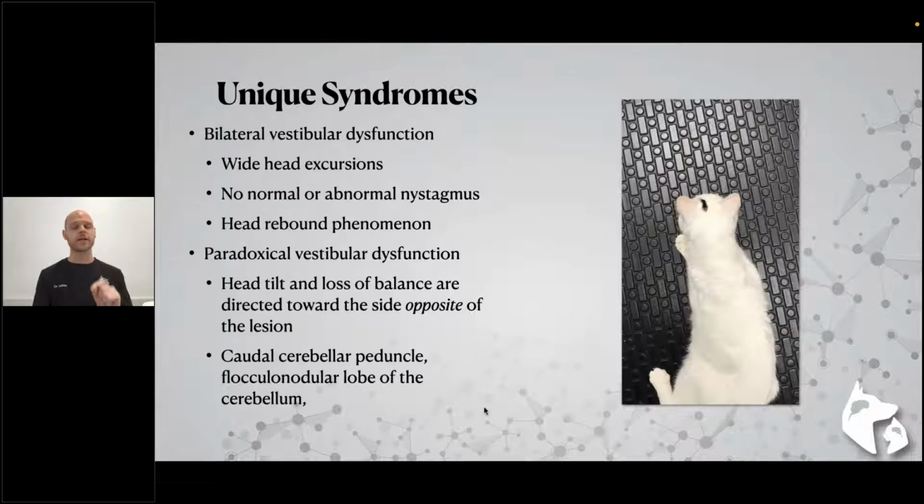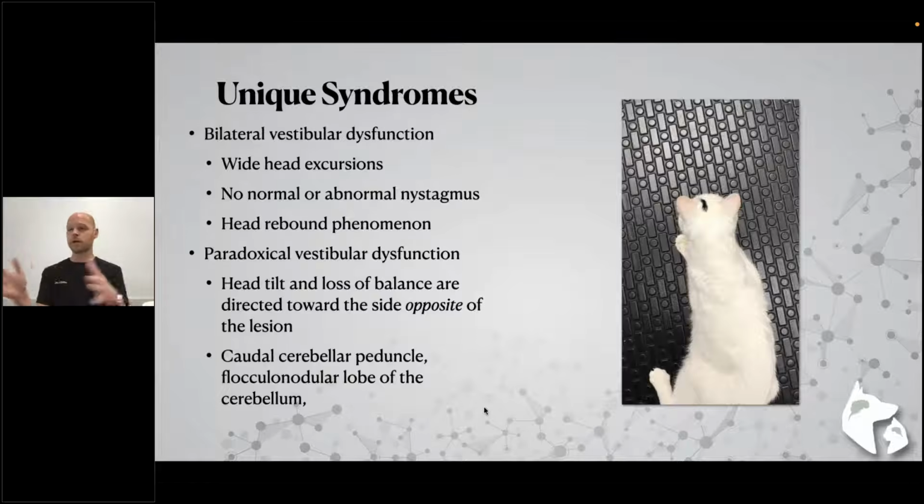And this is very, very important: you will not get a normal or abnormal nystagmus with bilateral vestibular dysfunction, okay? Because both sides are wrong. There's no good side, there's no bad side, so the brain doesn't know what to do. It's not receiving information from either side, so it can't differentiate that this side is wrong and this side is correct.